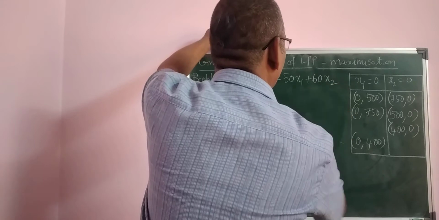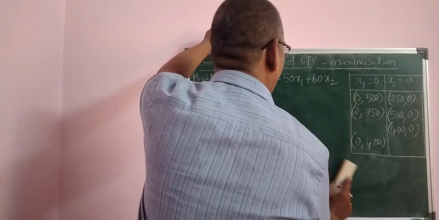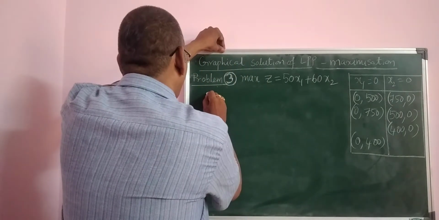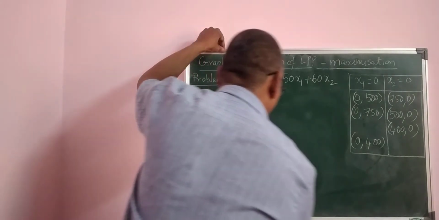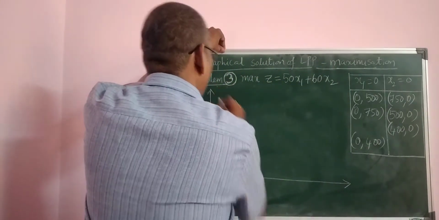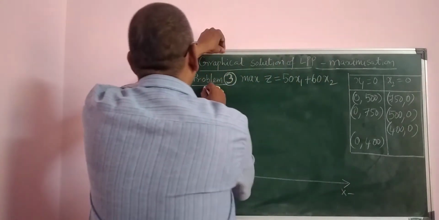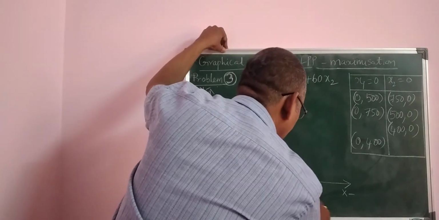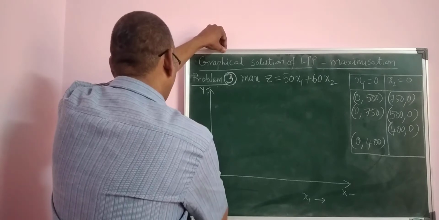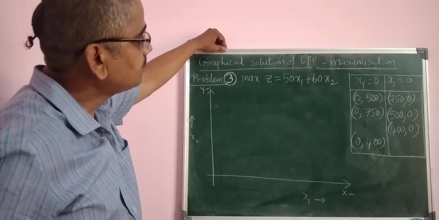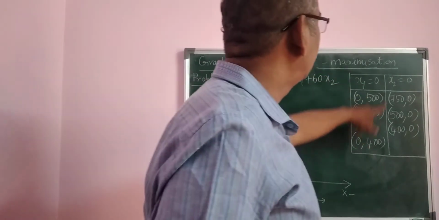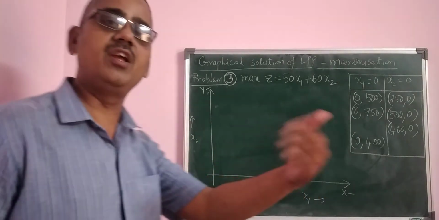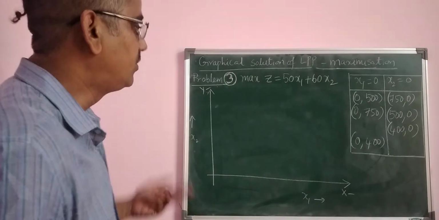Take the two particular points and draw the straight lines in the graph with suitable axes. First of all, consider the graph and draw suitable x-axis and y-axis for x1, x2 values. So here I am considering this is the x-axis and this is the y-axis. On the x-axis I take x1 values, on the y-axis x2 values, and then you see the points: here 750 maximum, here also 750 maximum.